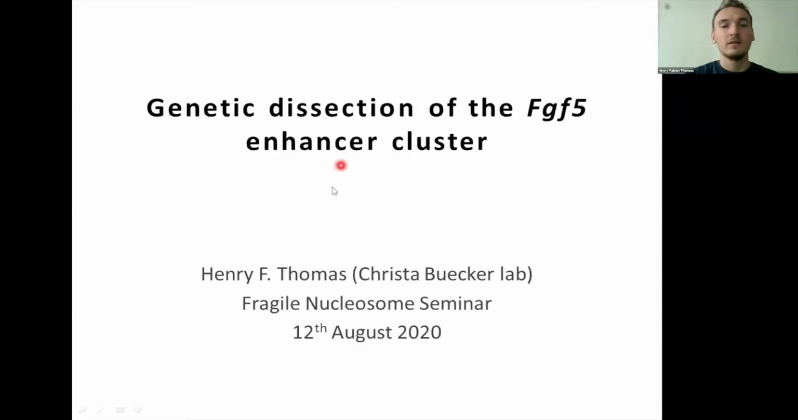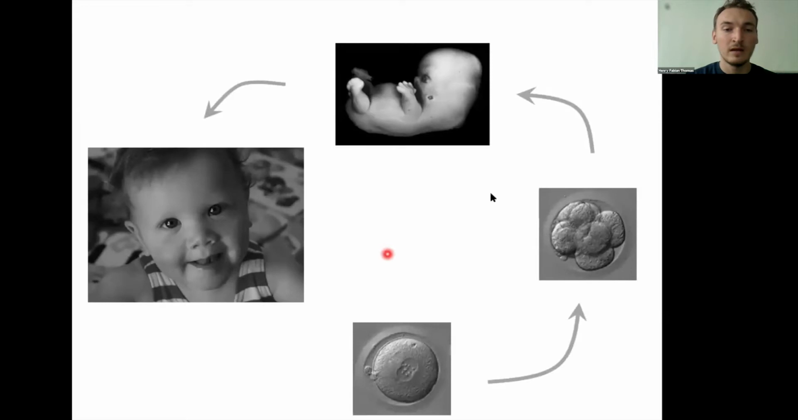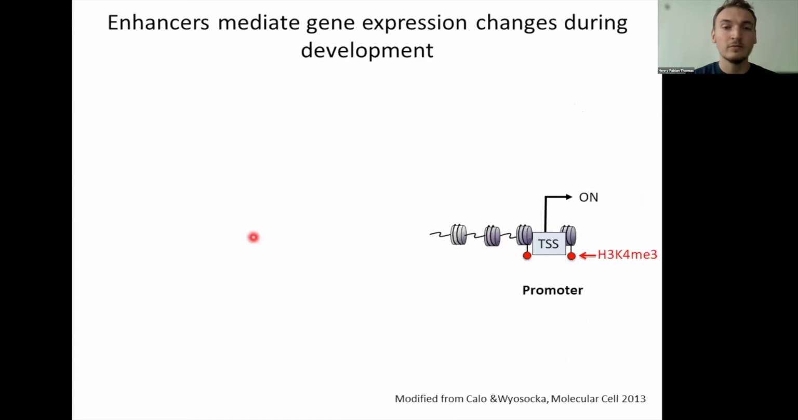Oh, here we go. Okay, yeah, so I'm a PhD student in the lab of Krista Buecker, and in the Buecker lab, we're fascinated with the process of development, how a single cell can give rise to an entire organism. Of course, during this process, gene regulation needs to be tightly regulated. And as you all know, the very first step of gene expression is transcription, where the general transcription machinery assembles at the promoter and then starts producing an mRNA.